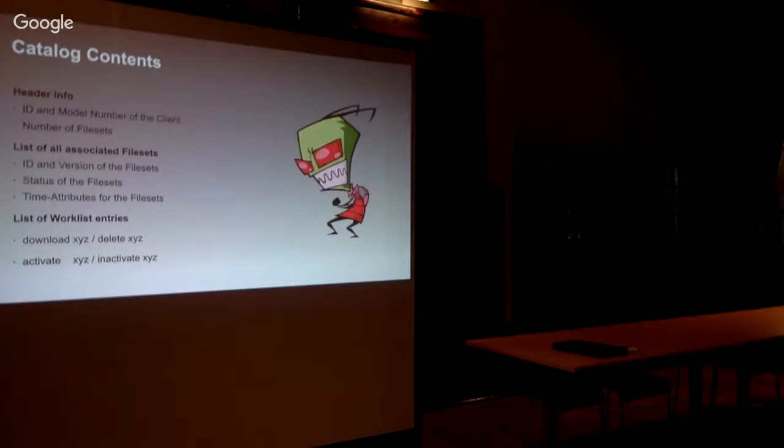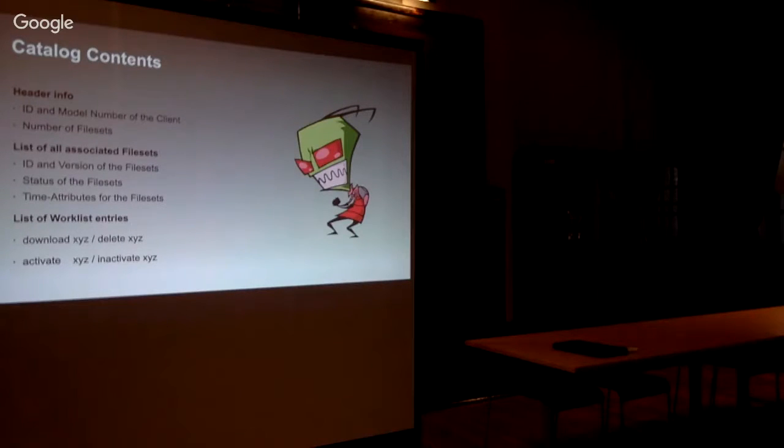What's the content of it? It's the ID, the model number of the client, the number of file sets. It's pretty similar actually to what's in the manifest. But the manifest comes from the server, and this one is generated by the client itself. So you have the status and the time attributes for the file sets in there, and a work list.